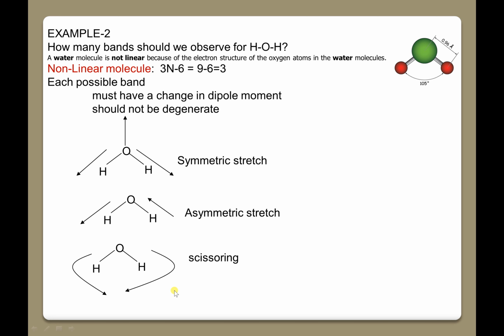You get another non-linear molecule, water, which has a dipole moment because the electron structure of the oxygen atom in the water molecule makes it non-linear. And so you use the non-linear formula 3n minus 6. Water has n equal to 3, 3 × 3 is 9, 9 minus 6, so 3 different fundamental vibrations. One is a symmetric stretch, another is an asymmetric stretch, and the third is a scissoring.